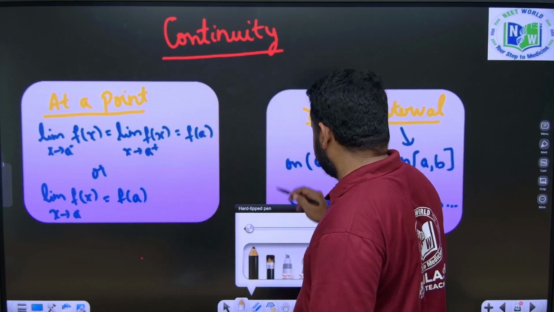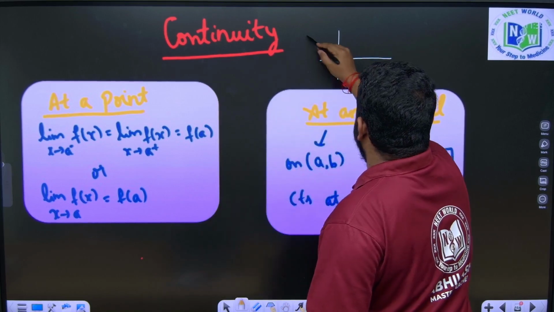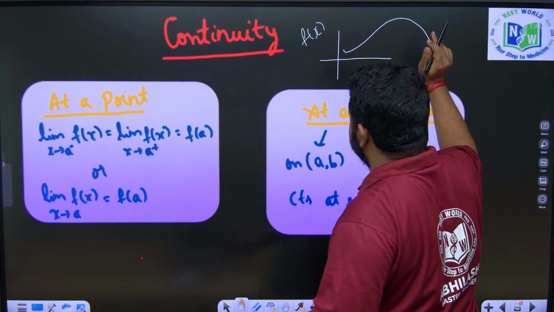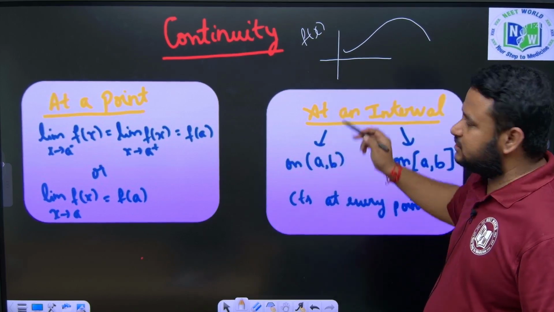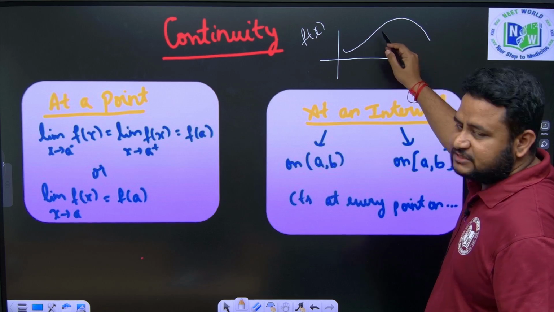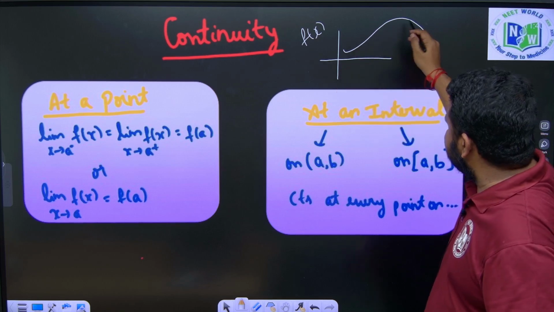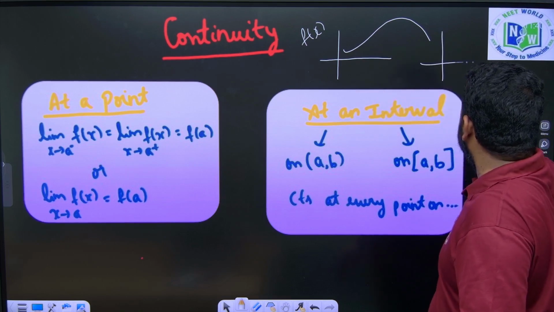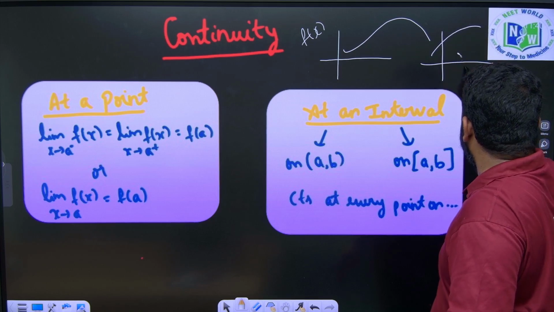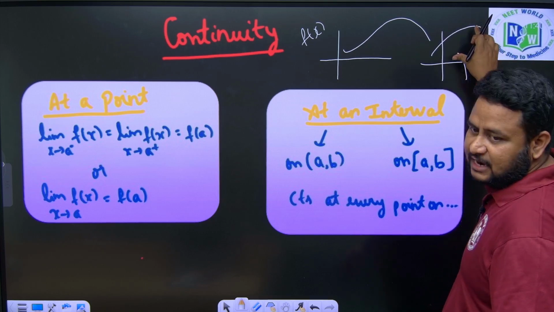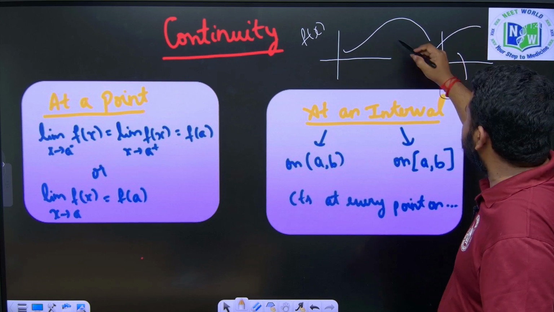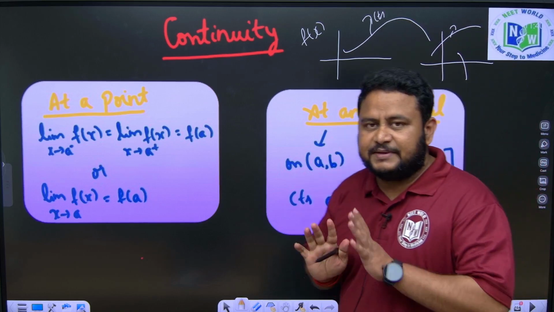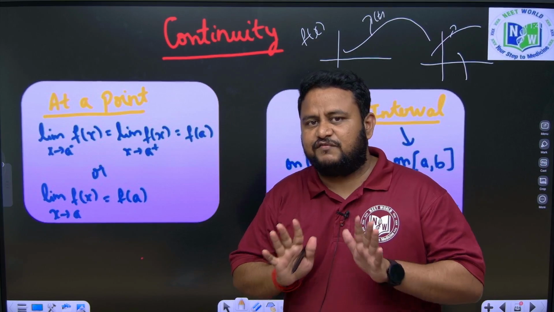Suppose, for example, here is f of x. If I can represent it like this, this is a continuous function, because I represented this graph with just one curve without lifting the pen. But if I represent another function like this, there is a split in the curve. This is a continuous function and this is discontinuous. So this is the basic definition of continuity.